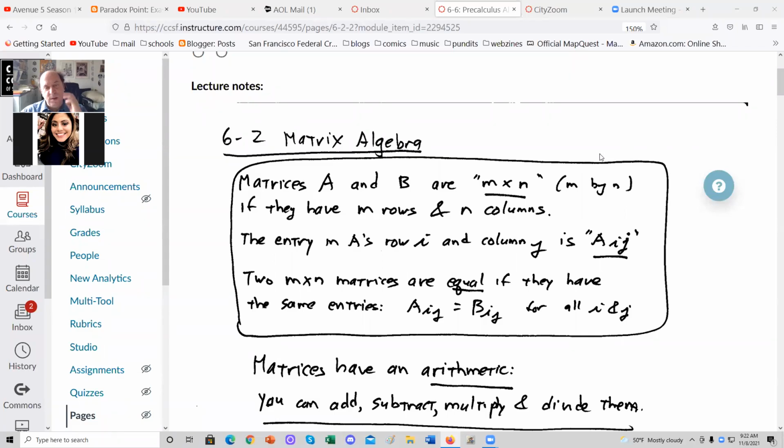This section is about matrix algebra. Turns out they have an arithmetic. You can add, subtract, multiply, divide matrices. Well, sometimes the last, and sometimes the multiply.